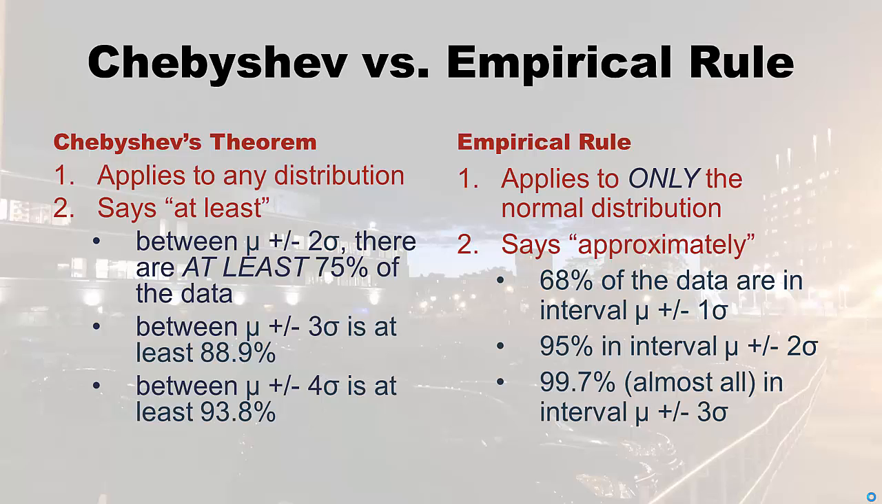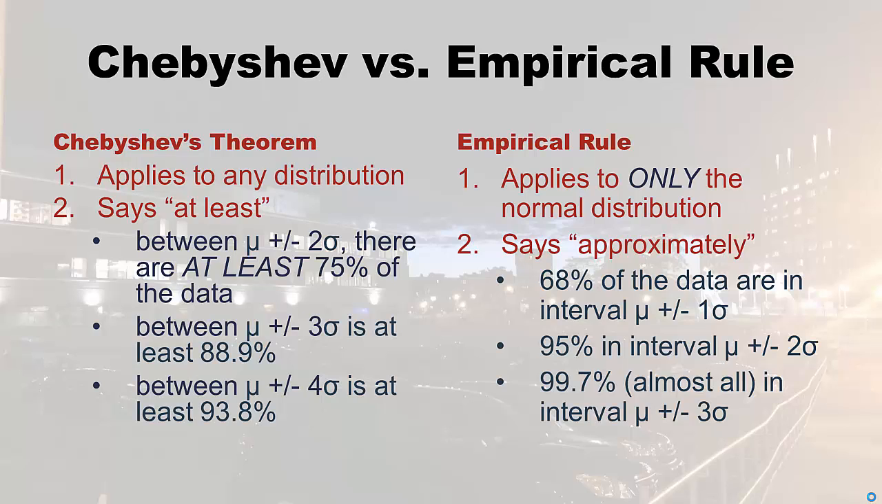So this is what it says, and I'll show you a diagram of it, but it says that 68% of the data are in the interval mu plus or minus 1 standard deviation. So mu minus 1 standard deviation all the way up to mu plus 1 standard deviation. 68% of the data are in there. And you'll notice that Chebyshev didn't even say anything about 1 standard deviation. And so already we've got something way more useful if we apply the empirical rule, right?